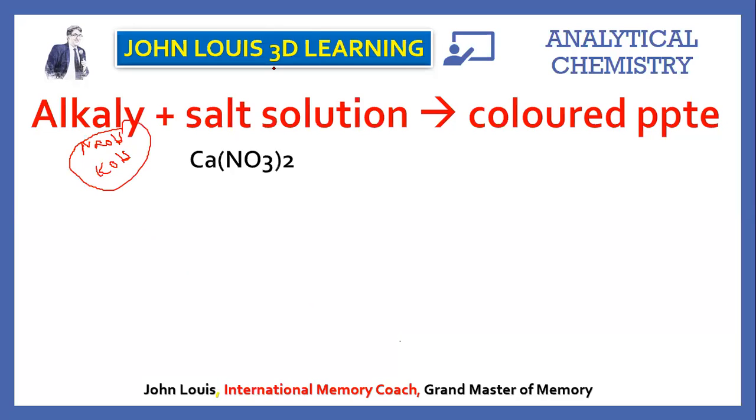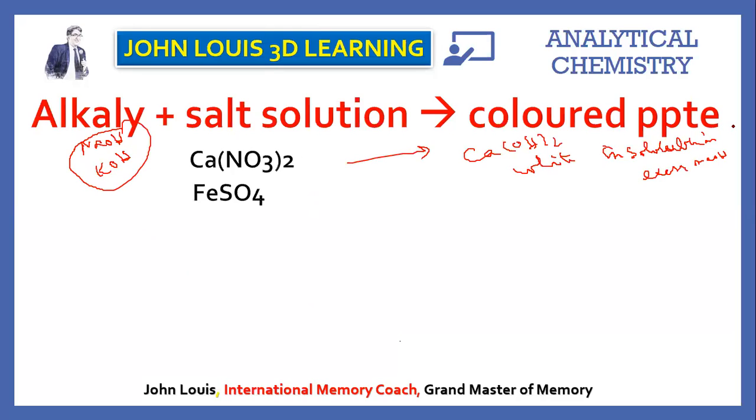If it is calcium nitrate, what precipitate will you get? You will get calcium hydroxide precipitate, which is white in color and insoluble in excess sodium hydroxide. Am I right? So what is the next one? If you add sodium hydroxide to ferrous sulfate, what color do you get? You will get a pale green precipitate of ferrous hydroxide.